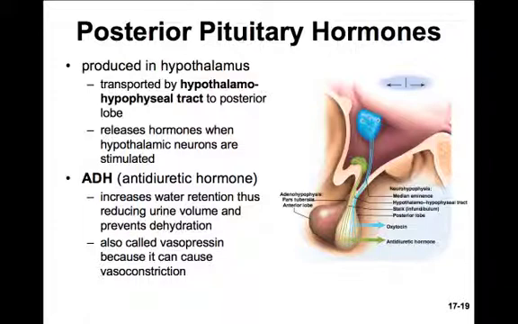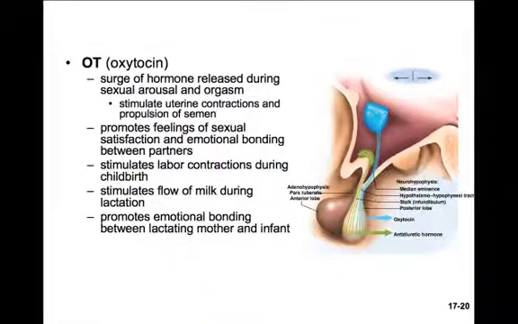It's the hypothalamo-hypophyseal tract that leads to the posterior lobe. Antidiuretic hormone is a hormone that is released into the blood from the posterior pituitary and increases water retention and thus reduces urine volume and prevents dehydration. It can also be called vasopressin because it can cause vasoconstriction in particularly high doses. That means it would cause all the vessels in our body to constrict.